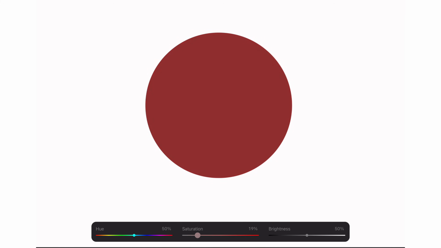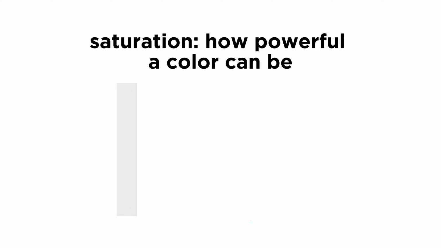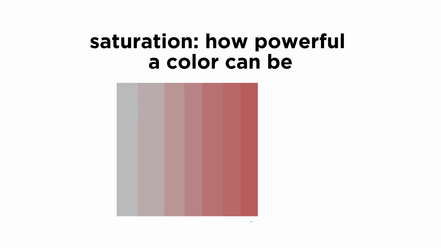Saturation is the intensity and vibrancy of a color. As you can see here, this bright, intense red has a lot of saturation, while this toned down, duller red has a lot less saturation. Essentially, saturation is just how powerful a color can be, and can be a great way to highlight the focal points of your pieces.